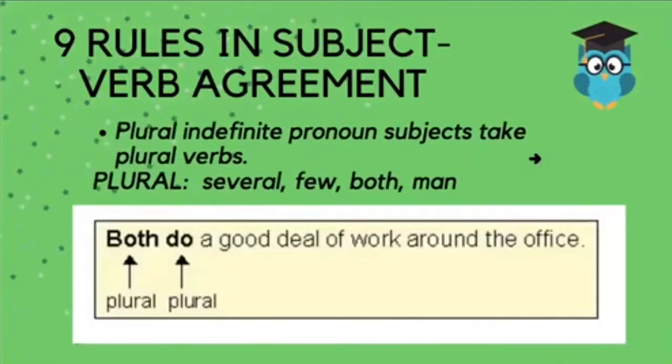Now we have plural indefinite pronouns, and they should take plural verbs. What are those plural indefinite pronouns? We have several, few, both, and many. Now, both do a good deal of work around the office. So both is actually a plural indefinite pronoun, so it should take a plural verb also. So do. Do is the plural form of the word does.